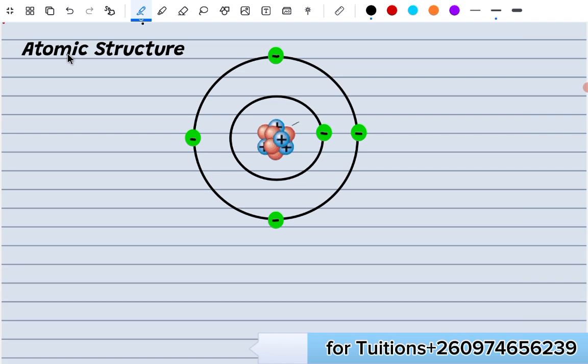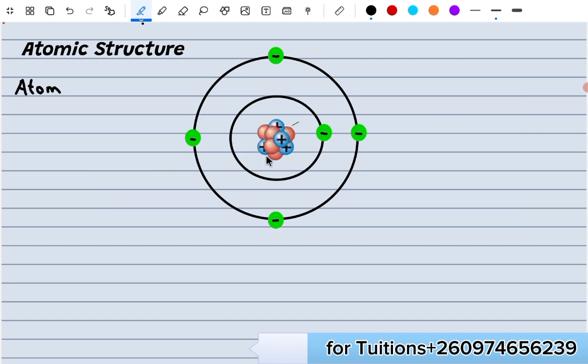Here we're going to be looking at the atomic structure. The atomic structure looks at the diagrammatic representation of an atom. It's a very interesting topic. An atom is defined as the smallest particle of an element that can take part in a reaction. So this whole thing you're looking at is an atom.